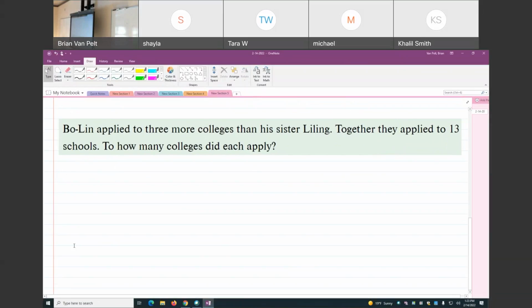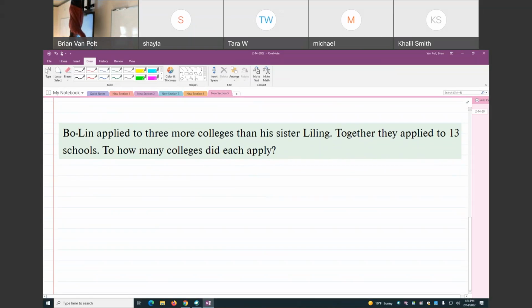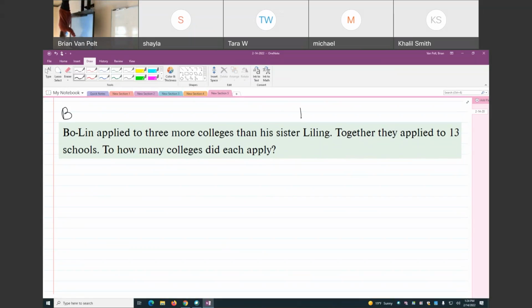All right, so Bolin applied to 3 more colleges than his sister Lily. Together they applied to 13 schools. How many colleges did each apply? So what you want to do is, first of all, I would probably use letters that are helpful. So Bolin, I would probably do letter B. And for Lily, I would probably use the letter L. Does that make sense? All right, now we know that they applied to 13 schools.